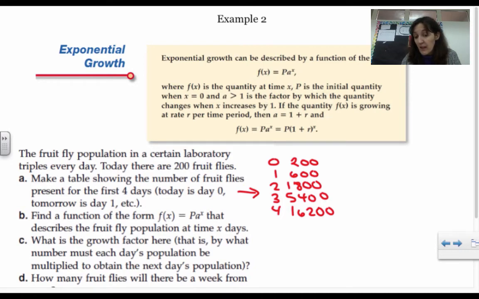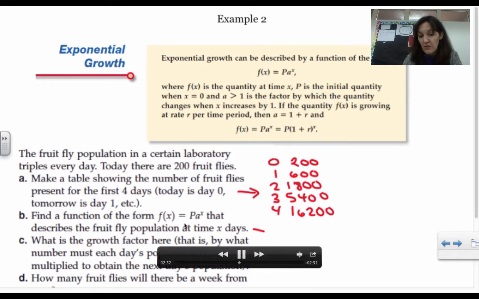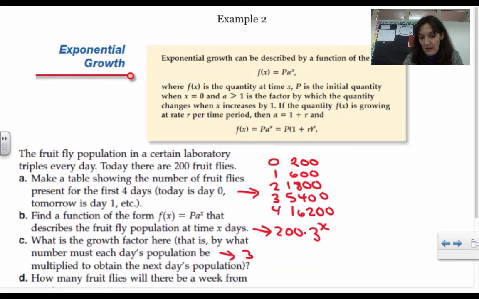Now I'm going to write a formula for my function, with P being my amount, A being the compounding factor, and x being how many times I'm doing it. I don't know how many days. This is just a formula. So I'm tripling, so it's 3. All right, so the growth factor here is 3.